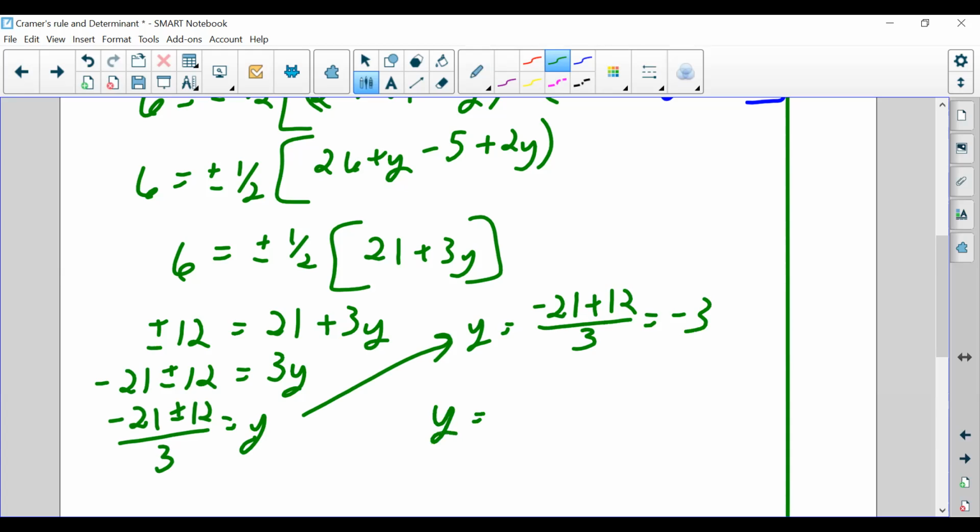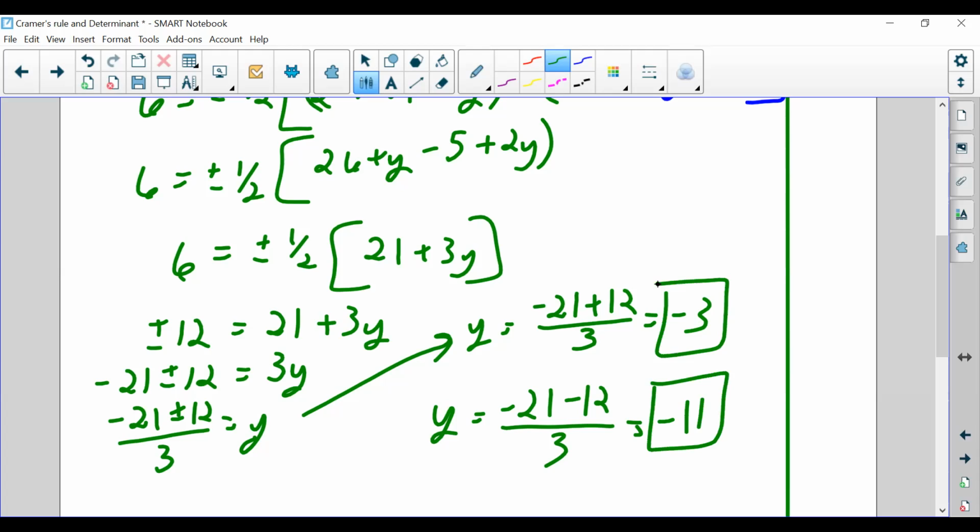And then I have -21 minus 12 divided by 3. So that's a -33 divided by 3. So that's -11. So this gives us 2 answers. We will have an area of 6 if y is at -3 or if y is at -11.